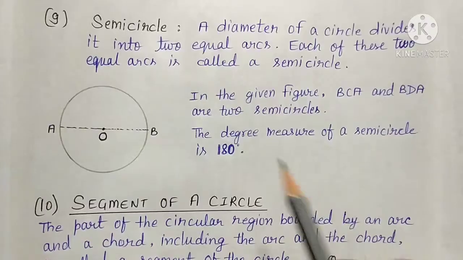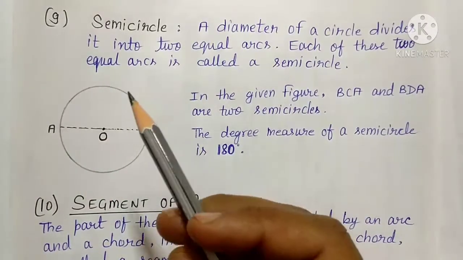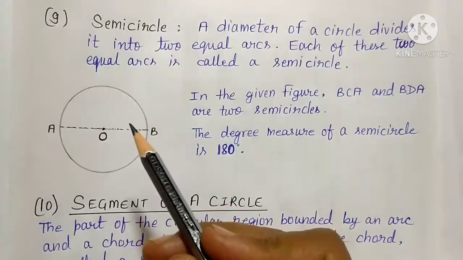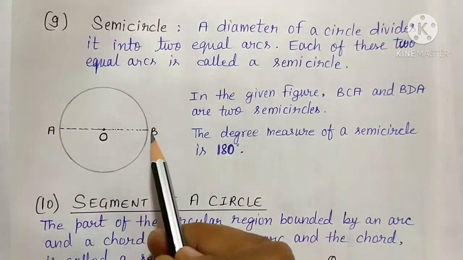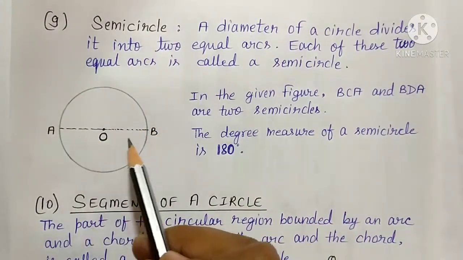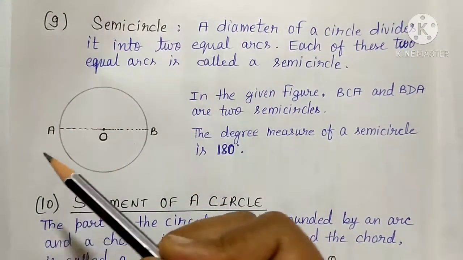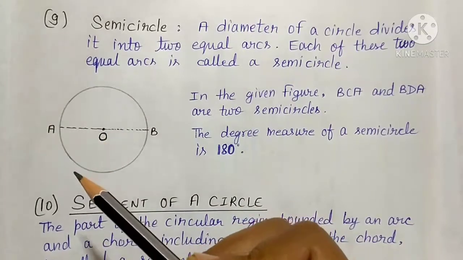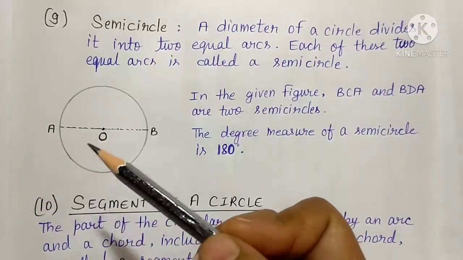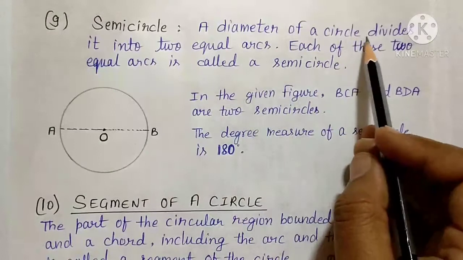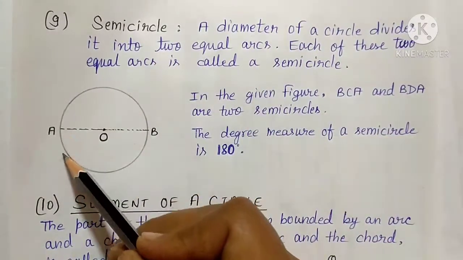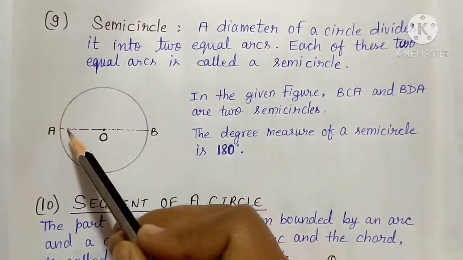Now we will talk about semicircle. As I have already explained what a diameter is, here AB is a diameter. When we draw a diameter, it divides a full circle into two equal parts, and those two equal parts are called semicircles. A diameter of a circle divides it into two equal arcs. You can see diameter AB is dividing this into two equal arcs.